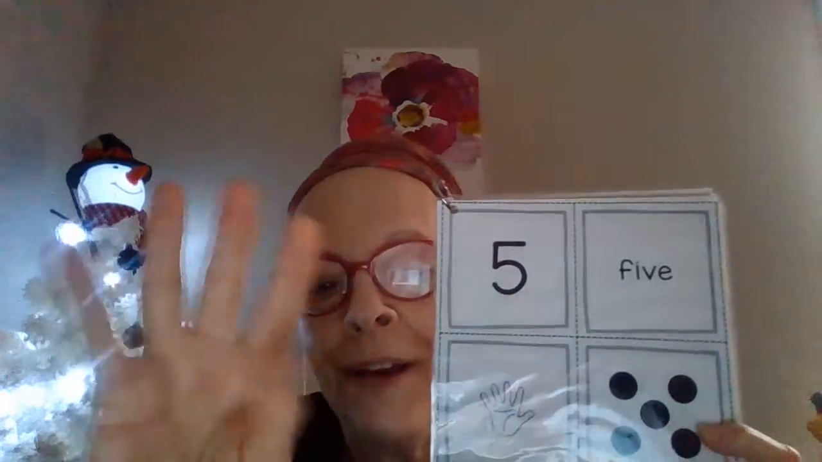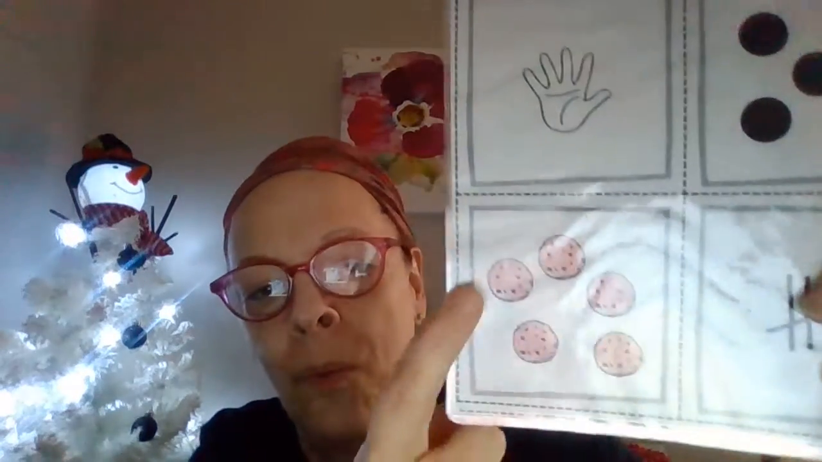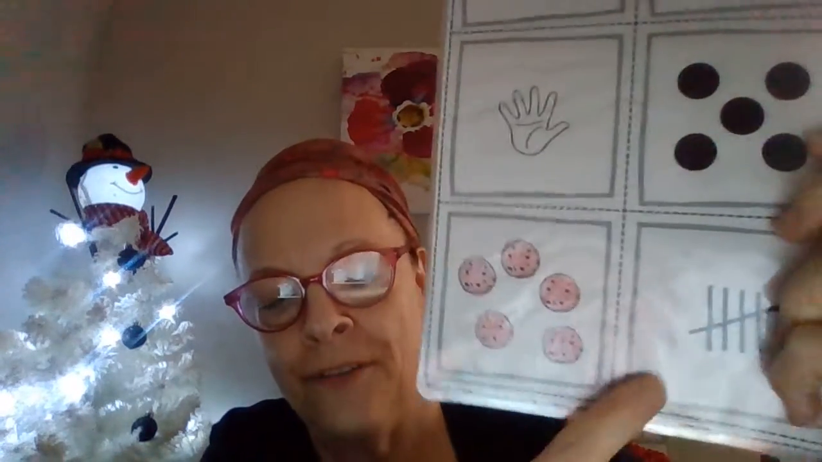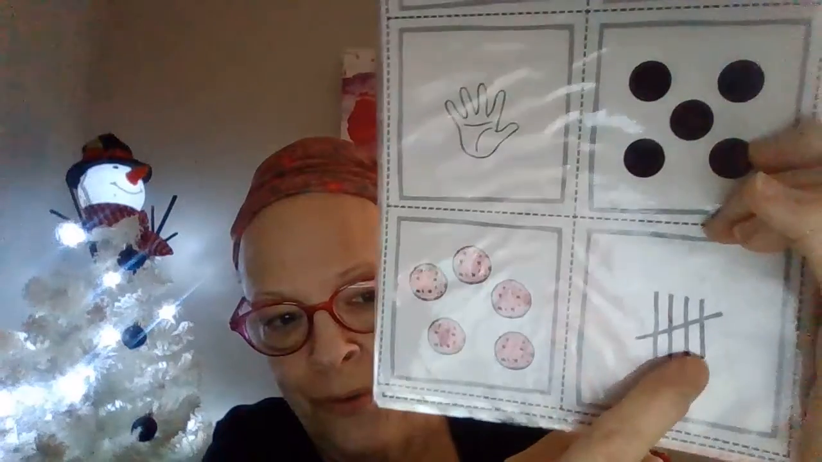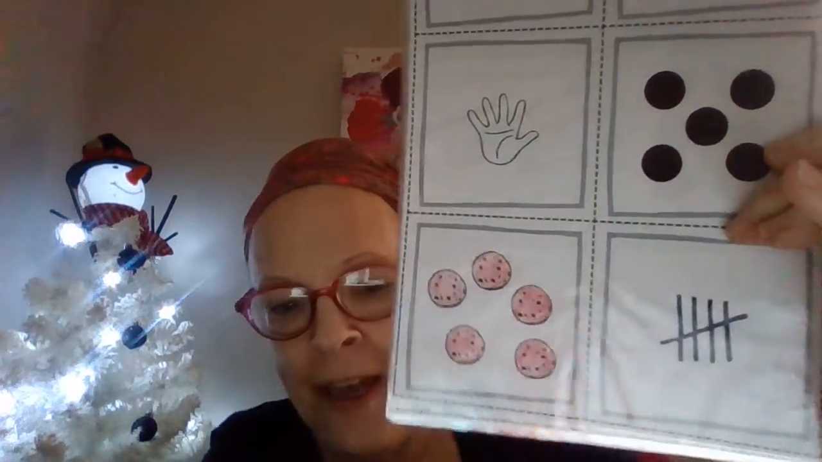Now, we have the number we were on. 5. Now I get to hold up all my fingers. 1, 2, 3, 4, 5. 1, 2, 3, 4, and the 5th one goes across like that. 5.